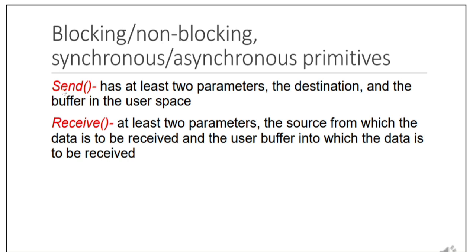Send is a function. It has at least two parameters: the destination to which we have to send the message, and the buffer used in the user space. Next is the receive function. It also has two parameters: the source of the message, that is, the source system, and the buffer where the received messages will be stored. Buffer means a memory used to store the data.